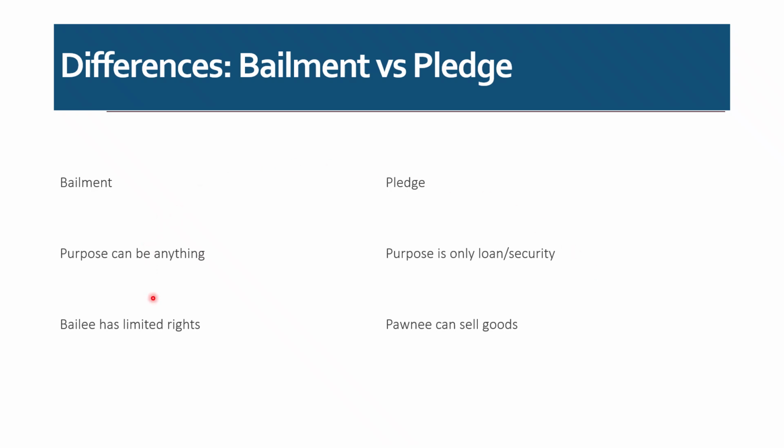Under bailment, the purpose varies, depending on the purpose for which the bailment has been done. In case of pledge, the purpose is only to secure the loan. There is no right to sue for debt in case of bailment, but the pawnee can sue for the debts. The bailee has limited rights, whereas in case of pledge, the pawnee can sell the goods. Let's take an example of a bailment: a car given to the workshop for repair, and a pledge is, let's say, a gold loan.